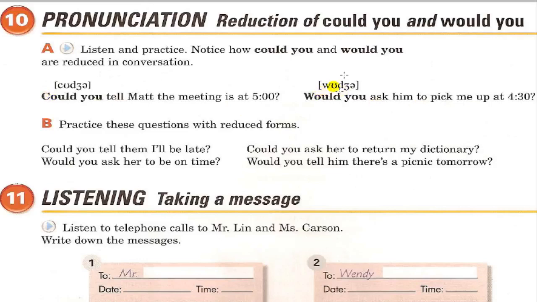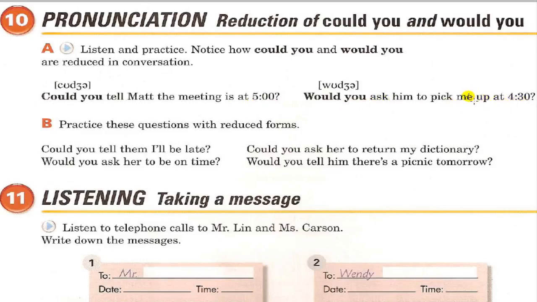In this exercise, could you becomes could you, would you. L silent, could you. L silent, would you. And then we'll make a link between the D and the Y. Could you, would you. Here, could you. Could and you, one word. Could you tell Matt the meeting is at 5? Would you ask him to pick me up at 4:30?